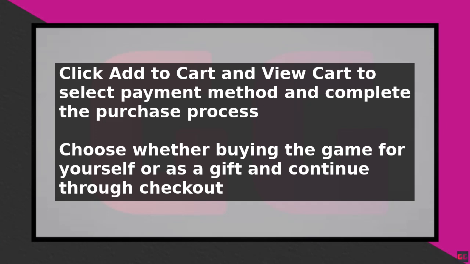To complete the purchase, click Add to Cart and then View Cart, and select whether you're buying the game for yourself or as a gift. Choose your payment method from the drop-down menu. Then continue through the checkout process to pay for the game. Once the purchase is complete, the game will be added to your Steam library.